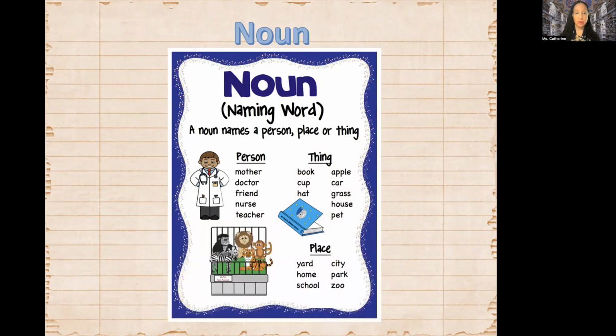Okay, another noun would be a place. For example, what is in the picture? Correct, it is the zoo, okay? Another example of places would be your yard, meaning your backyard or your front yard, your home, a school, the city, or a park.